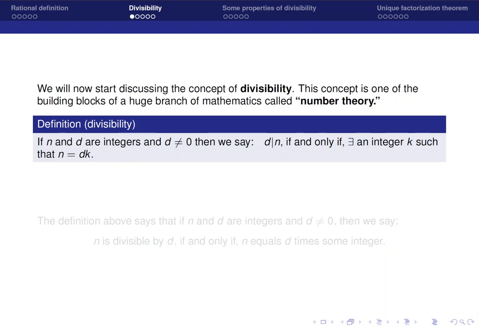At this point in time, we are ready to talk about divisibility. And this concept is one of the building blocks of a huge branch in mathematics called number theory. So what does it mean to say the word divisibility?